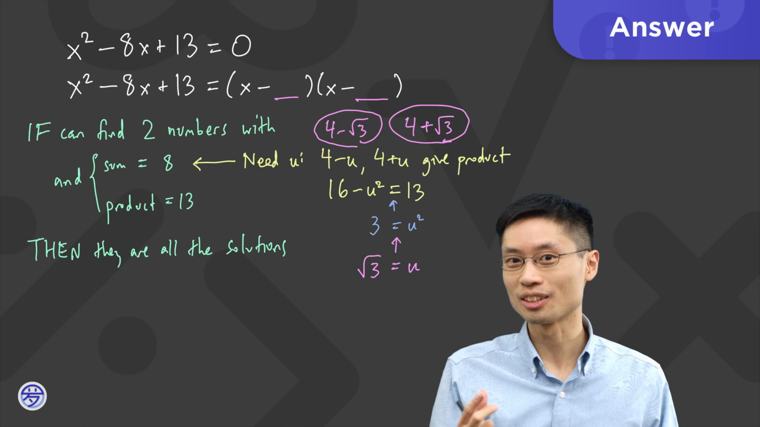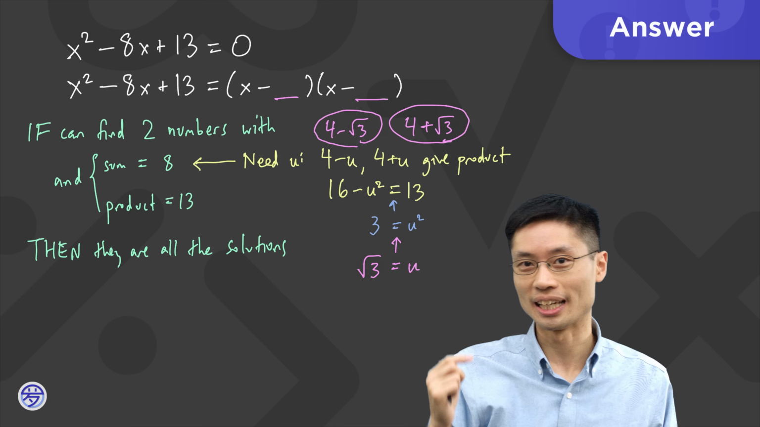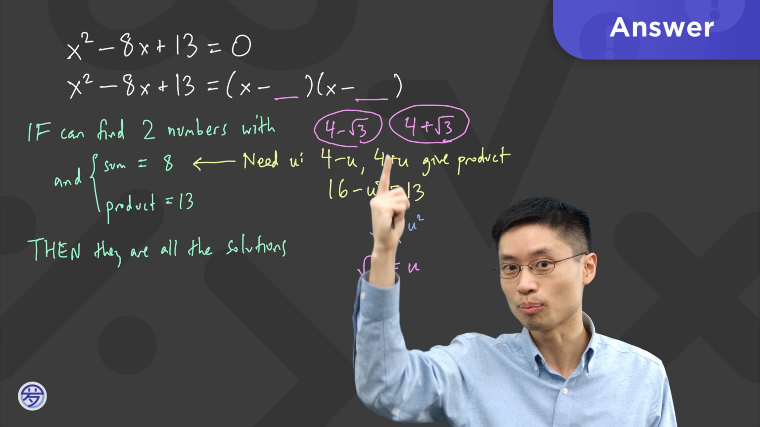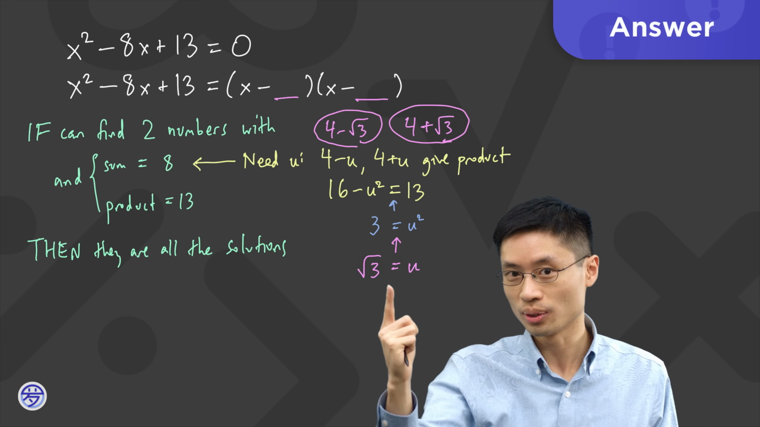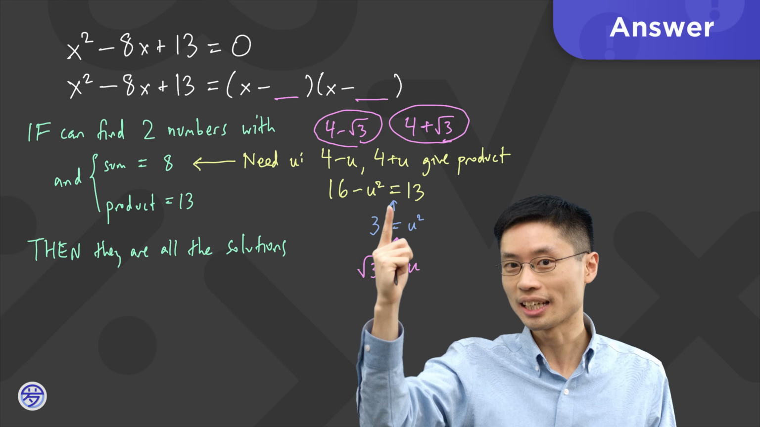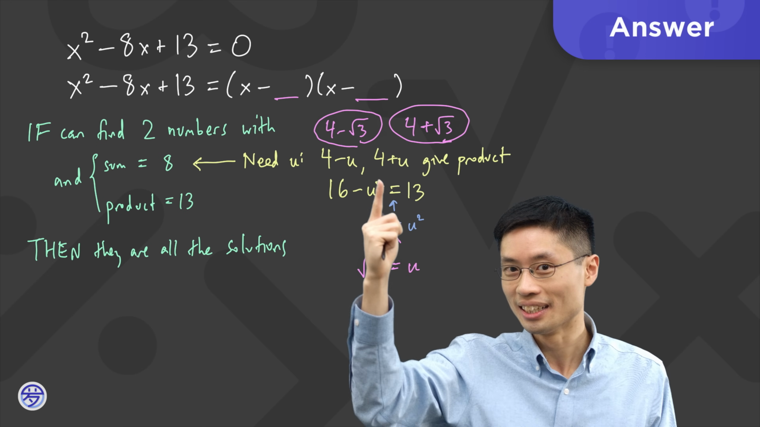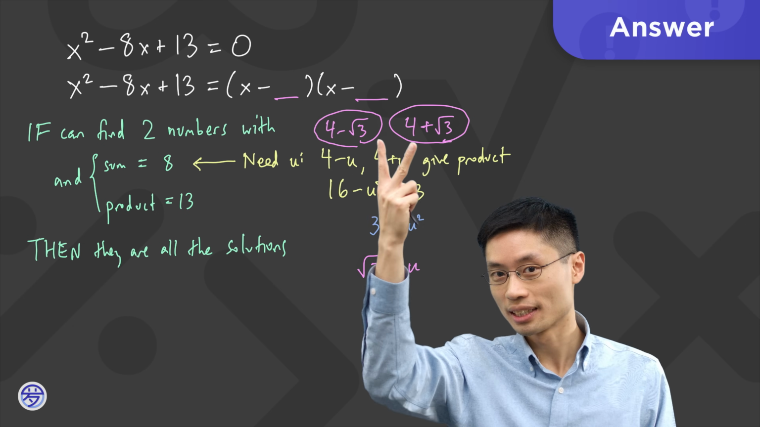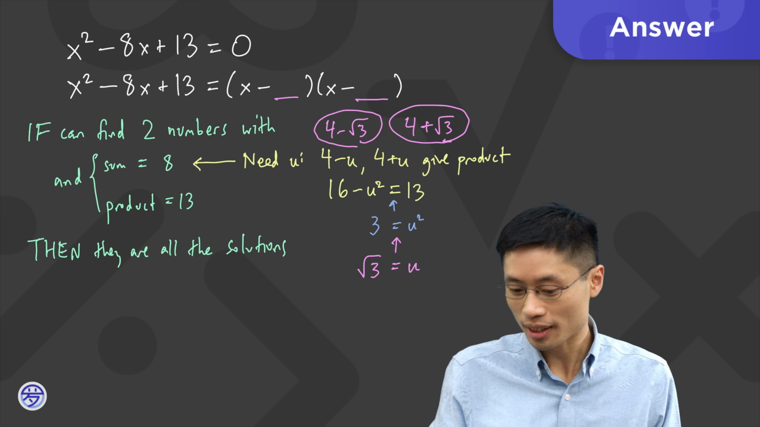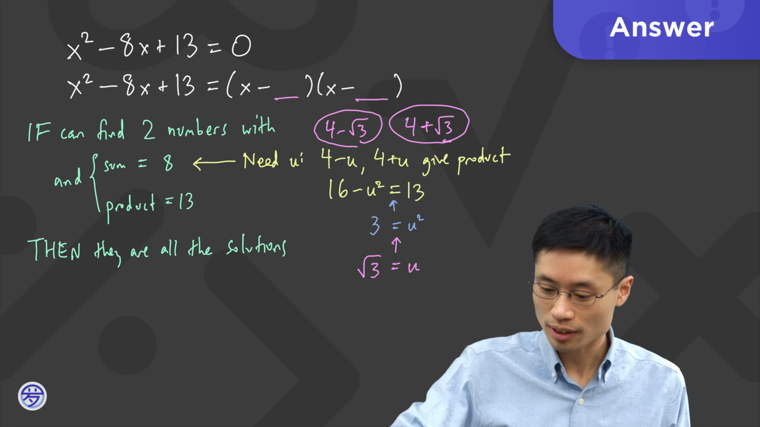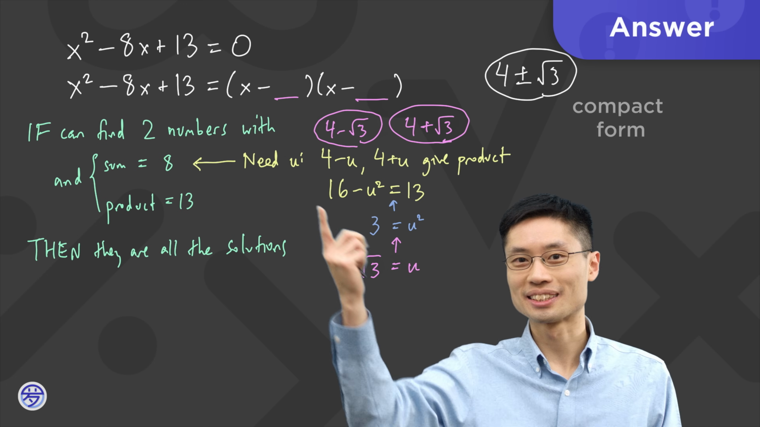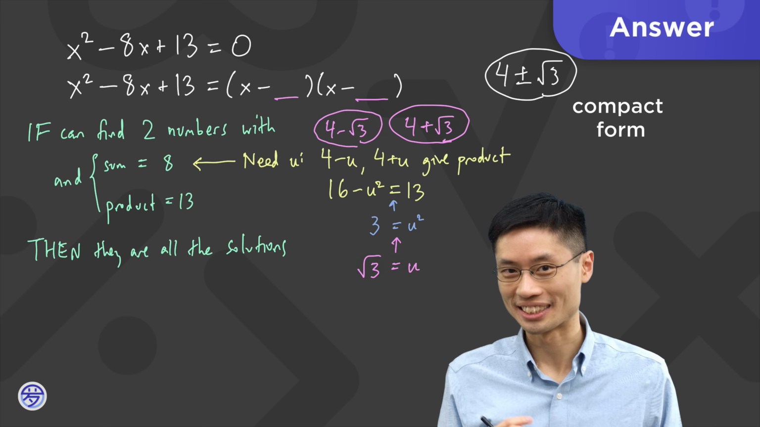This is where it's really convenient not to have to actually multiply them together to finish up. We're simply using the fact that the logic is flowing upwards. If I used u to be root 3, then u squared is 3, then 16 minus u squared is 13, then I have the product, and I'm good. Sometimes we write this in a little bit more compact way. Another way to write the answer is 4 plus or minus the square root of 3. And that's because it has both the minus and the plus inside it.